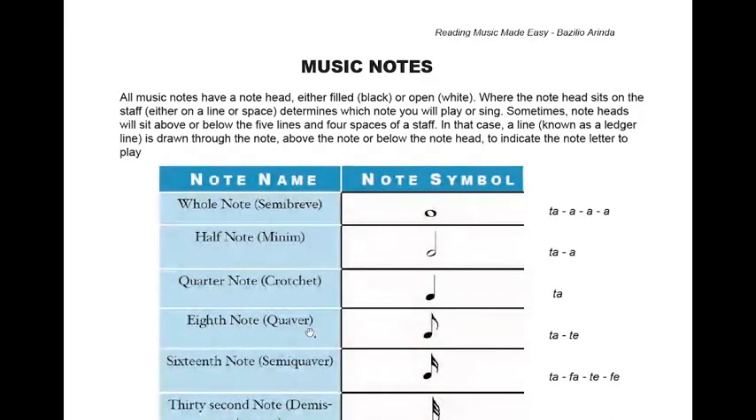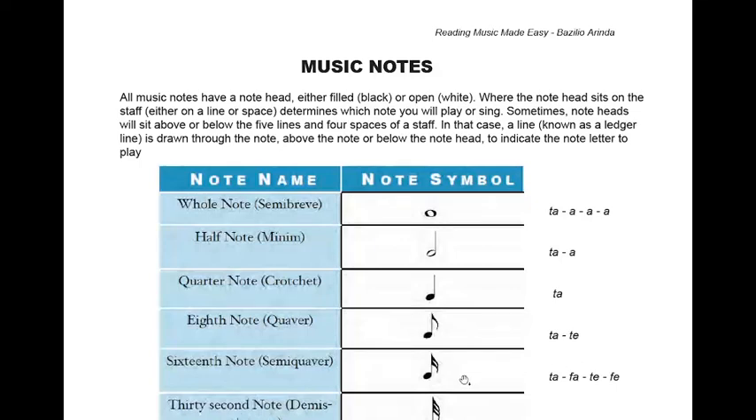Then eighth note, also known as quaver. 2 of the eighth notes are equivalent to 1 quarter note. Note this clearly. 2 eighth notes are equivalent to 1 quarter note. So it becomes ta, te, ta, te. Instead of saying ta, we are saying ta, te. We are filling in another note. So we are pronouncing 2 eighth notes. Ta, te, ta, te.